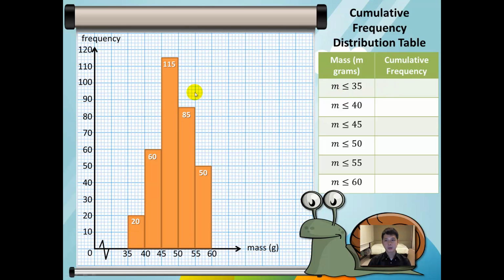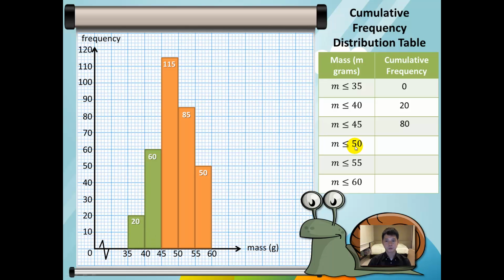Now, looking at the histogram here, can we find how many pebbles we have that have weights of less than or equals to 35? Since there are no pebbles with weights less than or equals to 35, the answer here will be 0. How many pebbles have weights of less than or equals to 40? Yes. We have 20 pebbles with weights of less than or equals to 40. What about the number of pebbles with weights less than or equals to 45? Since all these pebbles here have weights less than or equals to 45, we now have 80 pebbles.